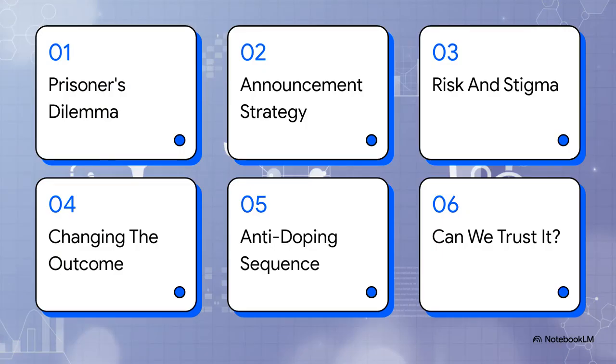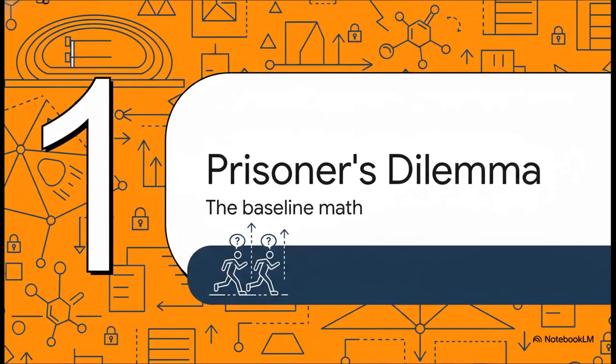So here is our roadmap for today. We'll start with the doping prisoner's dilemma, introduce the announcement strategy, factor in risk and stigma, see exactly how that changes the game's outcome, look at the ultimate anti-doping sequence, and finally ask, can we trust it? Let's kick things off with Section 1, the doping prisoner's dilemma.